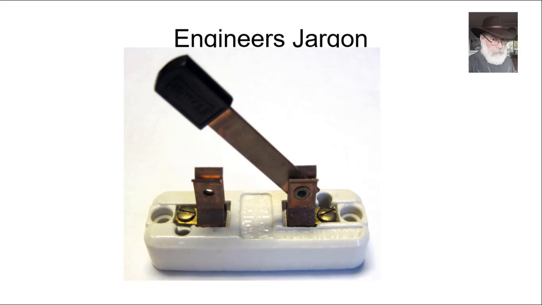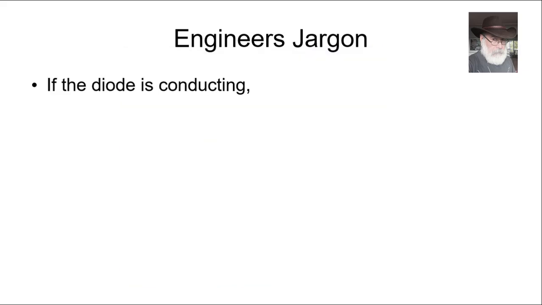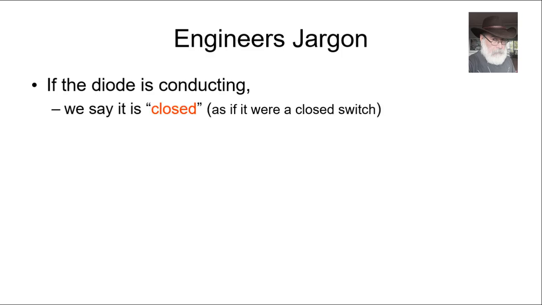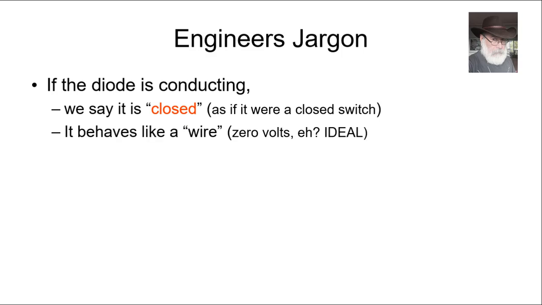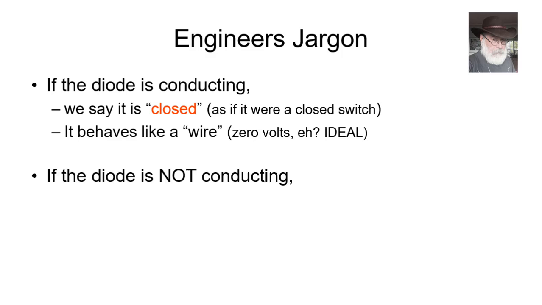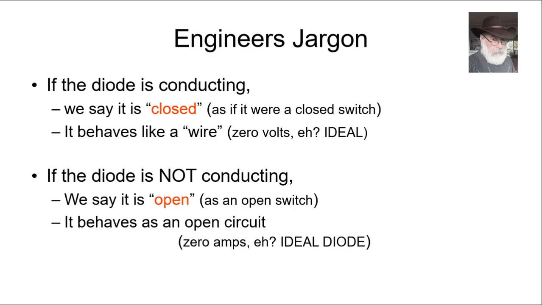Well, you see, we use open and closed in electricity the same way as we do for that switch. We say that a diode, when it's conducting, is like a closed switch, and we say the diode is closed. It behaves like a wire, like a short circuit, because it's ideal, 0 volts. But if the diode is not conducting, we say that it's open, like an open switch. It behaves like an open circuit. There are no amperes flowing through that.